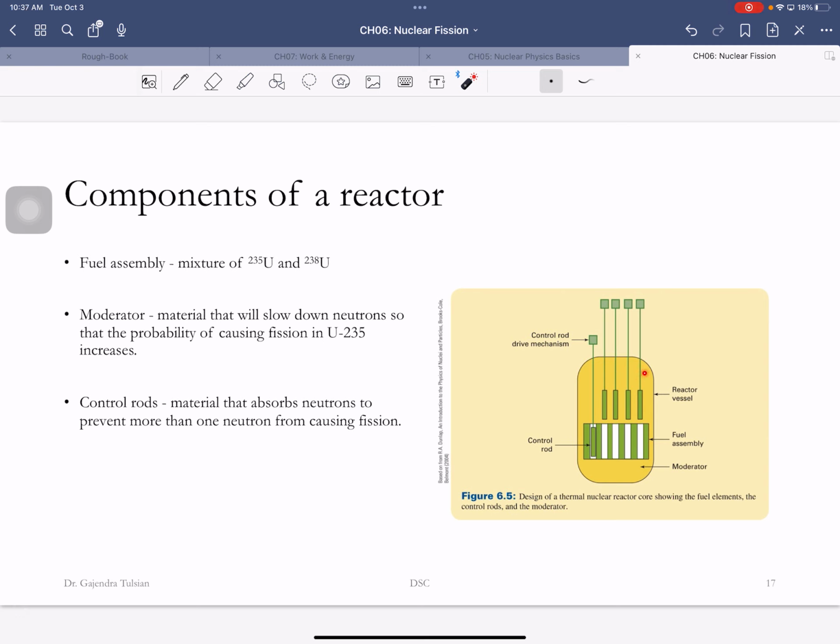So again, here is the reactor vessel. There's the fuel assembly, the moderator slowing down neutrons, and control rods. You drop the control rods, they absorb neutrons, and they'll shut down the reactor. So a nuclear reactor is a very simple thing.